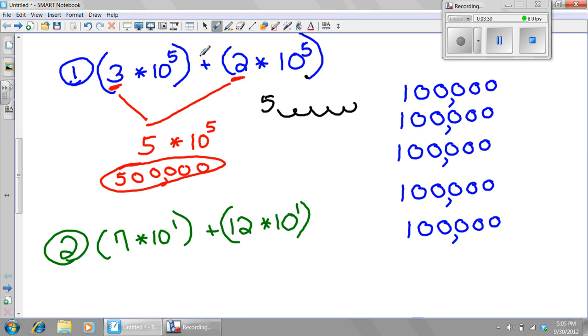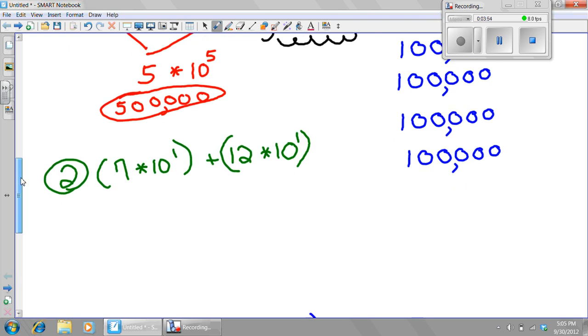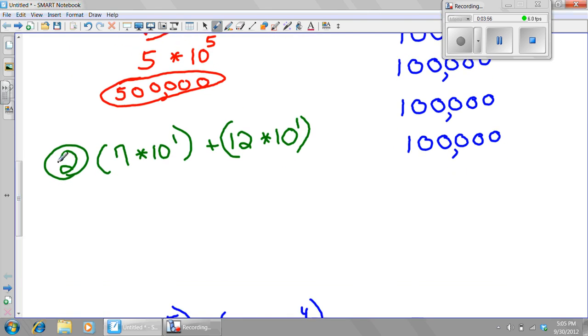Okay? So all I'm doing is counting how many 10 to the 5ths I have in the first group and how many 10 to the 5ths I have in the second group. Altogether, I have 5 10 to the 5ths. Or in standard form, 500,000. Take a look at number 2. What are we going to be counting on this one? We're going to be counting 10 to the 1sts. You know what 10 to the 1st power is, right? It's just plain old 10.